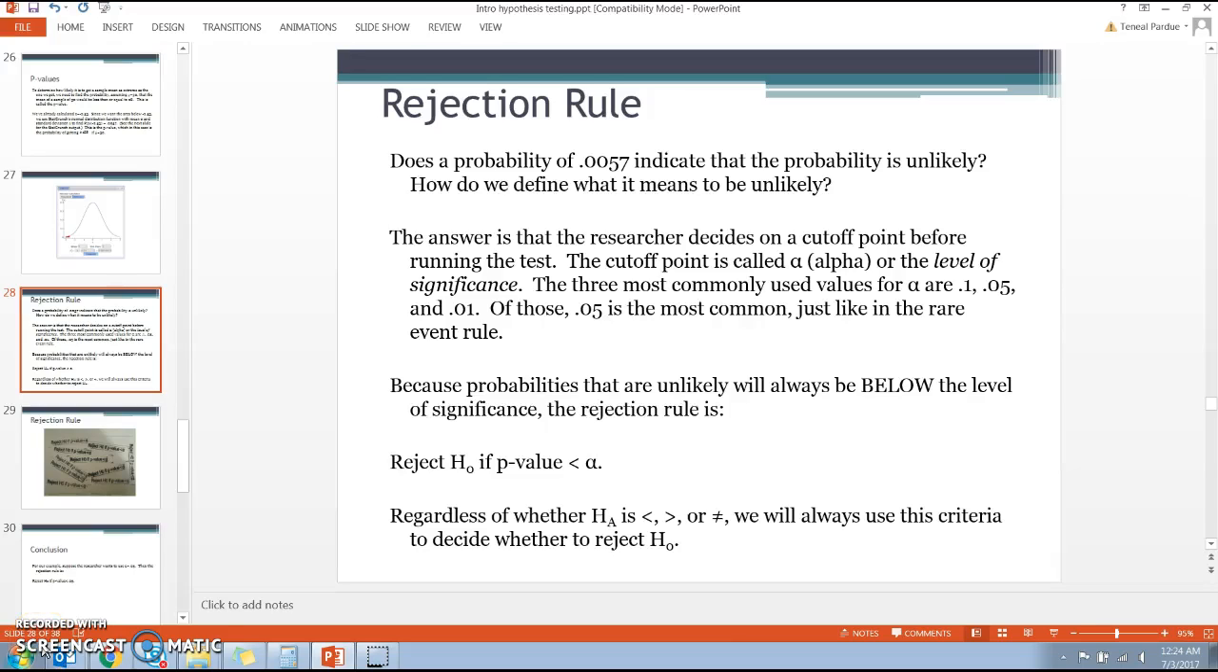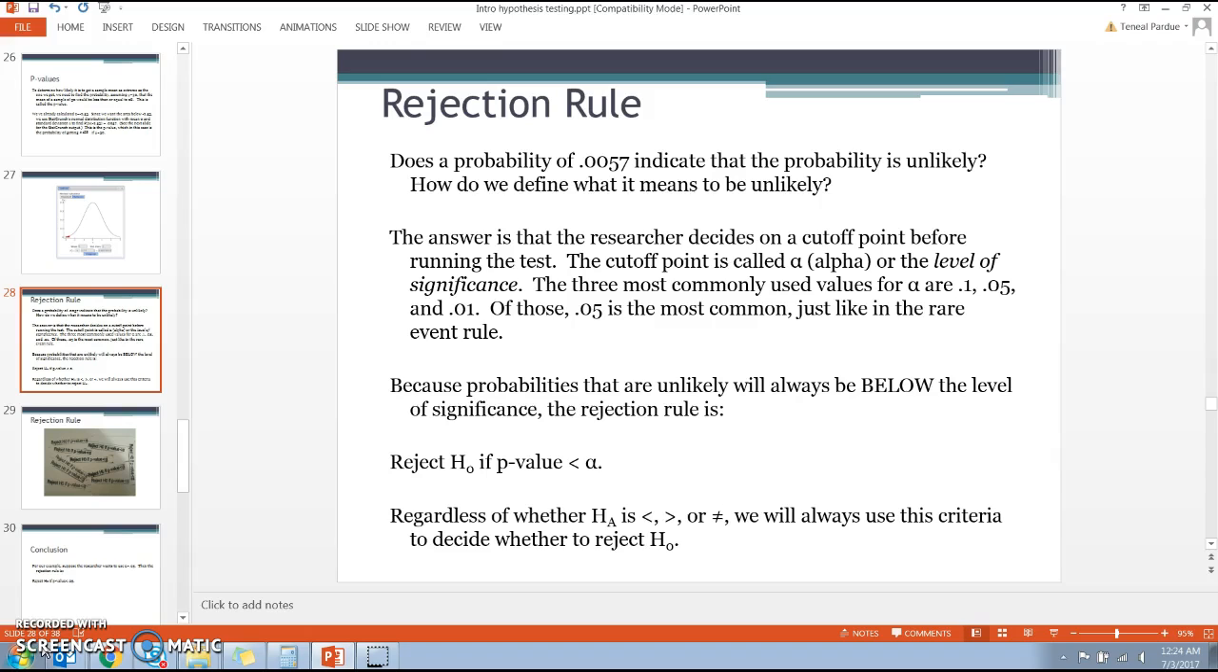Okay, so we're back to our lesson on hypothesis testing, and we've just found a p-value of 0.0057 on our example about the pizza deliveries. So the question is, is that unlikely? Is it unlikely that, assuming H0 is true, we would get the data we got?